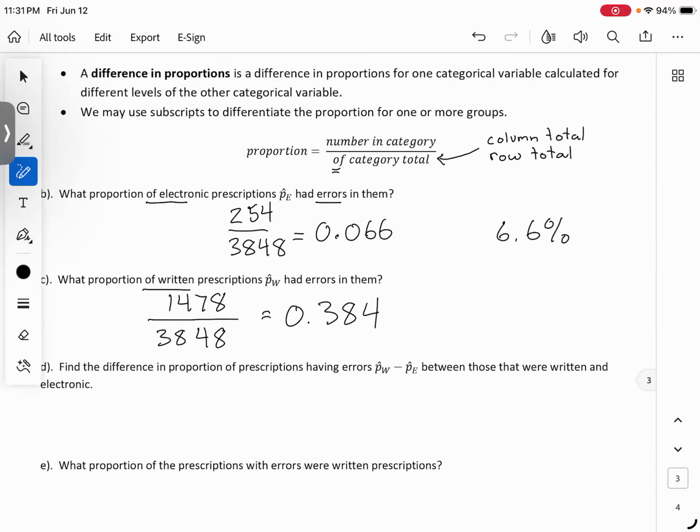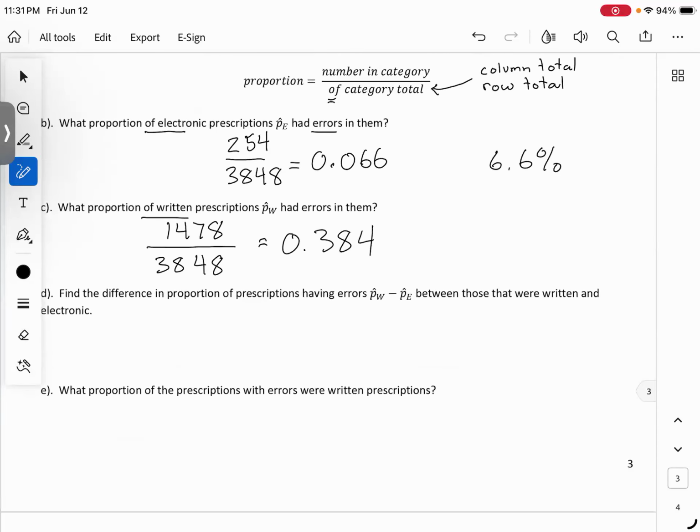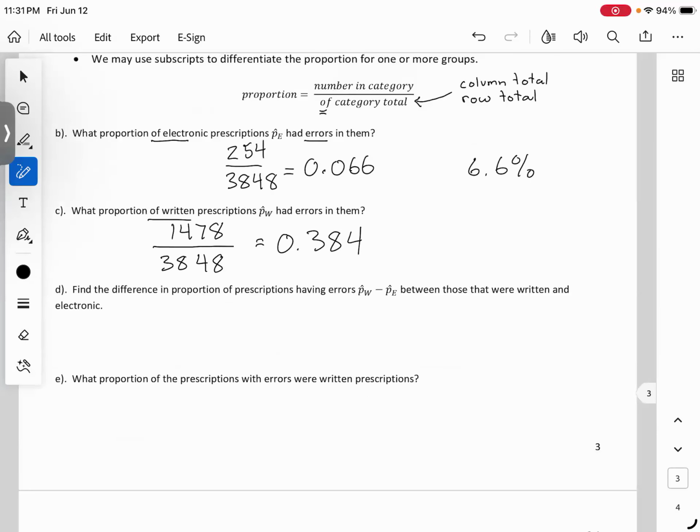0.384. So like 38.4% had errors whenever they were written. So much worse, right? Almost six times worse. Now, another thing that's going to happen is they're going to ask you, hey, find the difference. Like, what was the difference between these two numbers that we just saw?